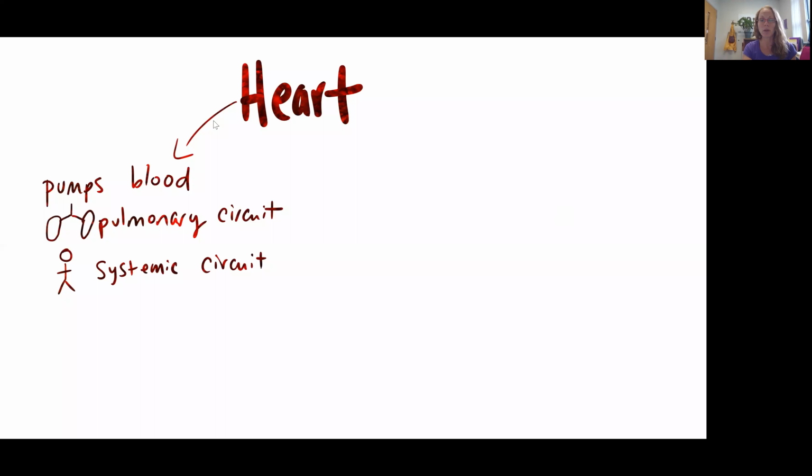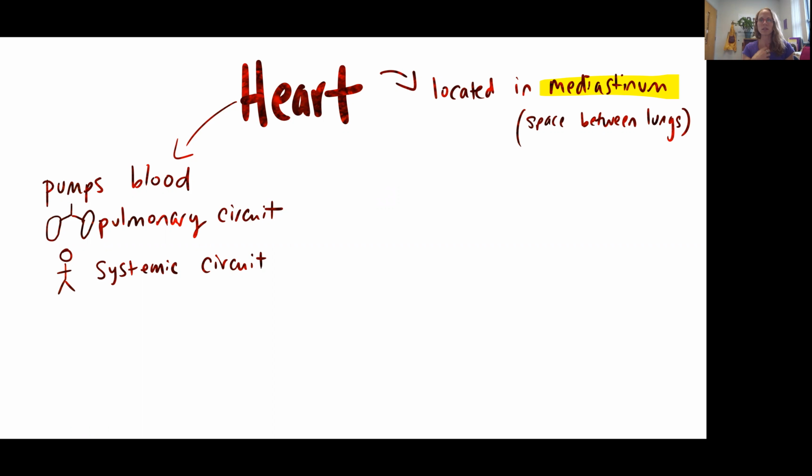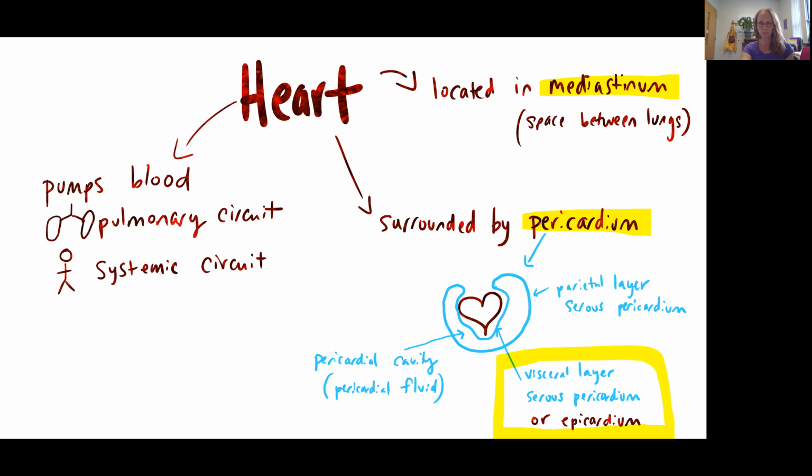The heart is located, of course, in the thoracic cavity. There is a space in between the lungs, which is referred to as the mediastinum, and that is where the heart is located. It is surrounded by serous membrane, which we refer to as the pericardium. Peri means around, and of course, cardium is referring to the heart.